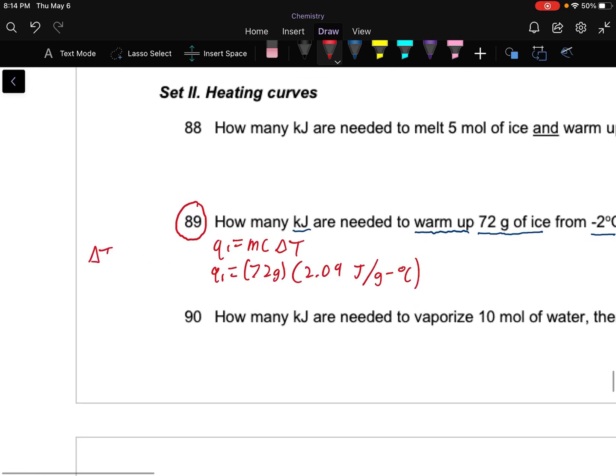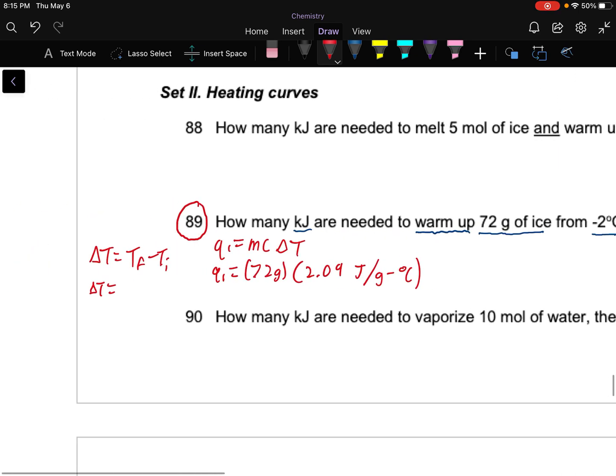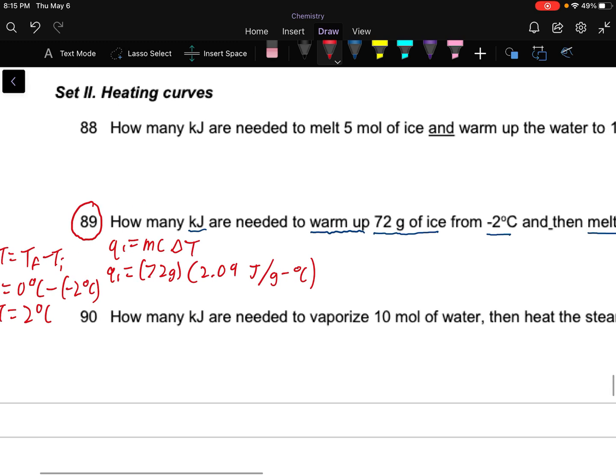And then for delta T, which is the change in temperature, that's calculated by the final temperature minus the initial temperature. And we want our final temperature to be 0 degrees Celsius. So 0 degrees Celsius minus, and we started at an initial temperature of -2 degrees Celsius. So minus -2 degrees Celsius. That just means that delta T is 2 degrees Celsius.